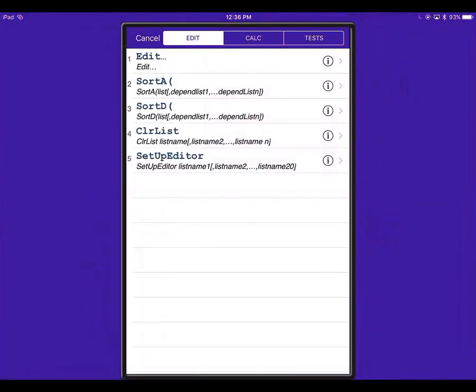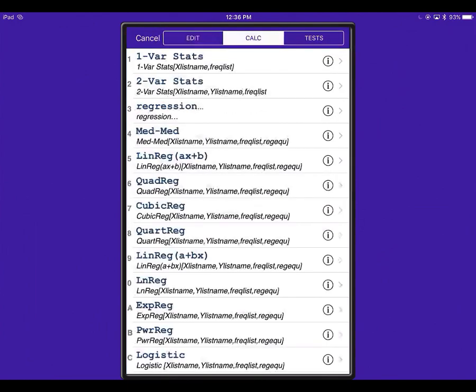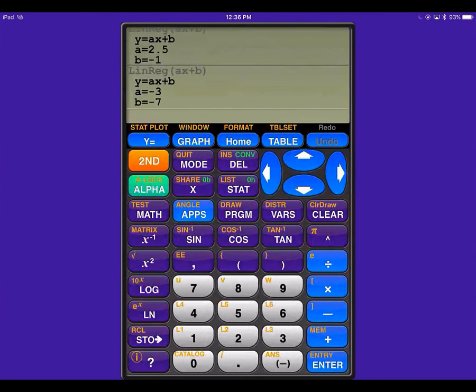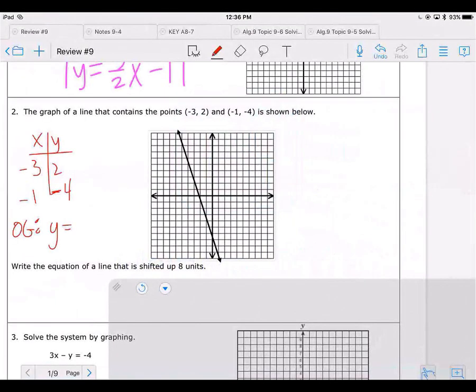So stat edit, -3, -1, 2, -4. Stat, calc, 4, enter, and I have the equation y equals -3x minus 7.